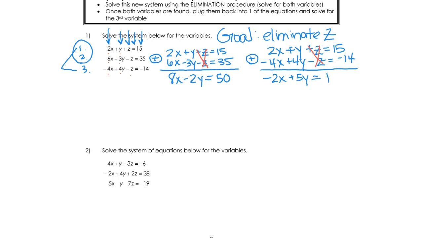Okay. If you look, now we have 2 equations with both x and y in them. And so now it turns into what we were doing on day 2. So now we have to set up our second goal.